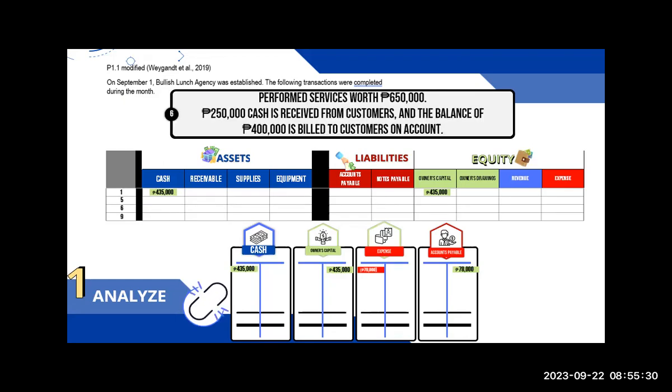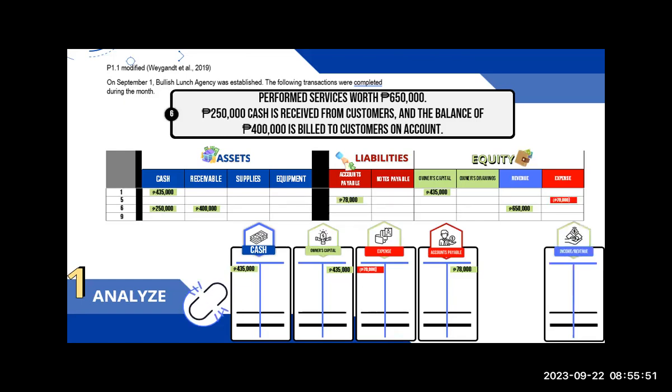Next, ito medyo mas complicated kasi it will affect 3 accounts. Performed services worth 650,000. So ano yan? That's a 650,000 service revenue. And then may 250,000 cash and 400,000 receivable. Okay, may cash na tayong T account. So may dalawa lang bago, si receivable at si revenue, right? So, ano yung gagawin natin?